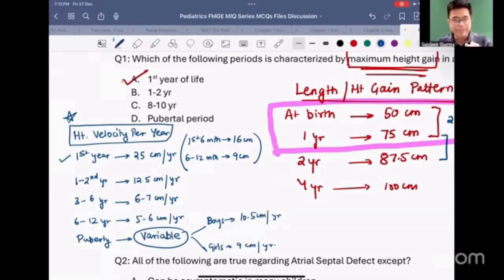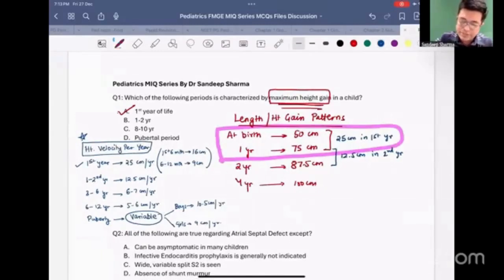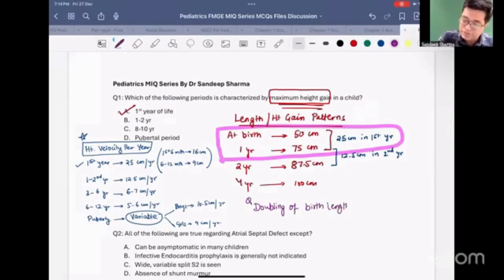In the actual exam, there are fact-based questions and there are concept-based questions. It is a fact-based question. You are supposed to mug it up. In addition, there is a PYQ also asked on this. I will be covering as many PYQs along with conceptual discussion as possible. So I'm putting a Q and writing: doubling of birth length happens at what age?